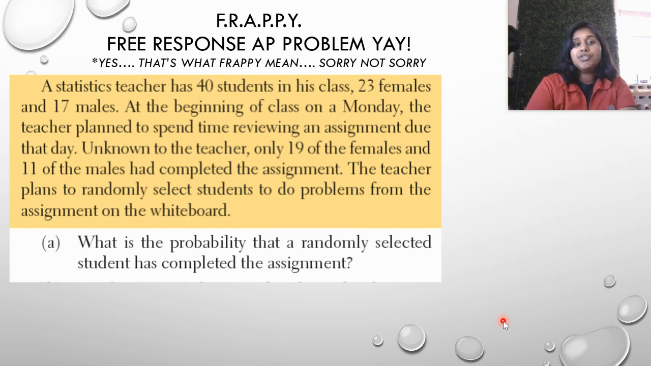A statistics teacher has 40 students in his class. 23 are female, 17 are male. At the beginning of class on Monday, the teacher planned to spend time reviewing an assignment due that day. Unfortunately, the teacher only had 19 of the females and 11 of the males complete the assignment. The teacher plans to randomly select students to do problems from the assignment on the whiteboard. Question A. What is the probability that a randomly selected student has completed the assignment?